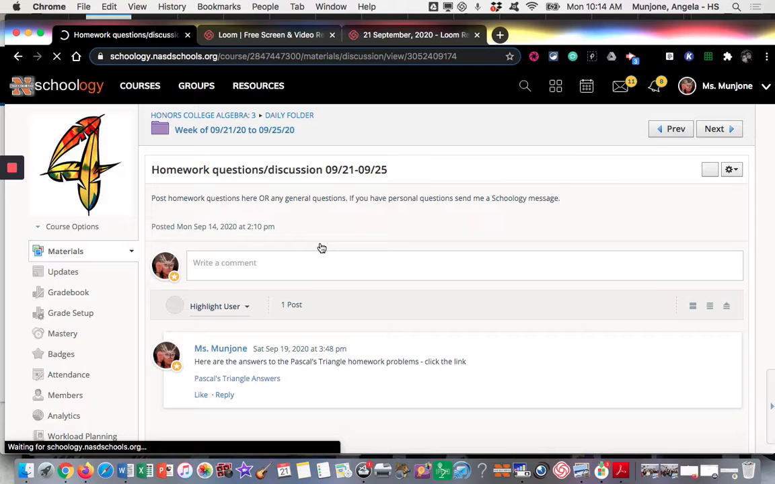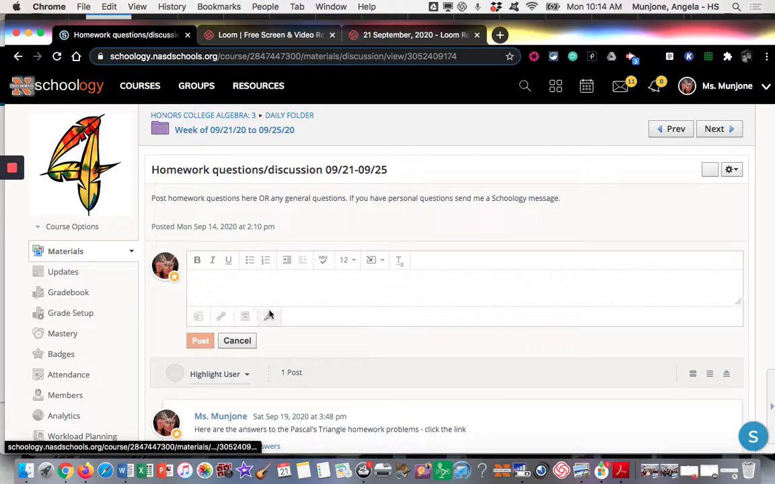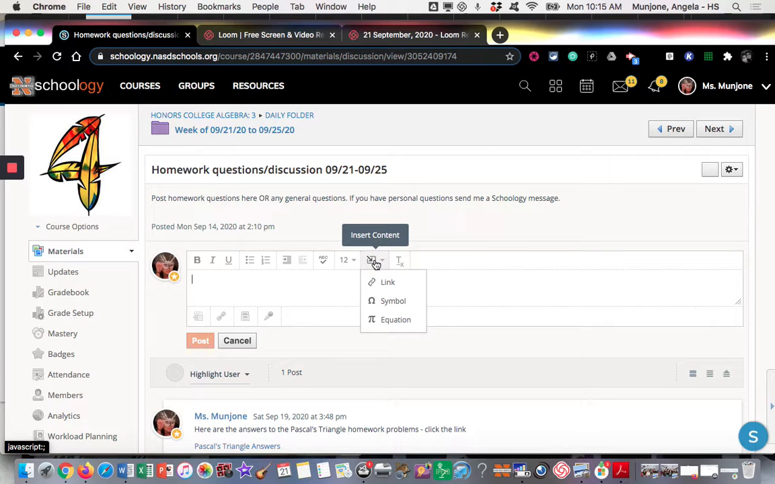So as you saw, I just went into the weekly folders, and I just picked any weekly folder so I can get to the homework question discussion. Doesn't matter which one you go on. I want you to practice this. So when you click in here on this box, you're going to see this menu bar that comes up. And right here where it says Insert Content, I'm going to click on that.